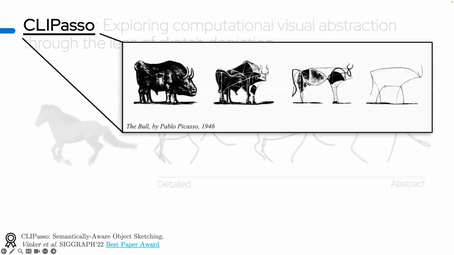And the name of the work, CLIPasso, is also inspired by this famous series by Pablo Picasso, where he explores the abstraction of the bull. So I really like this work, and it also inspired, maybe you can see the similarity, it also inspired our work and our hypothesis.